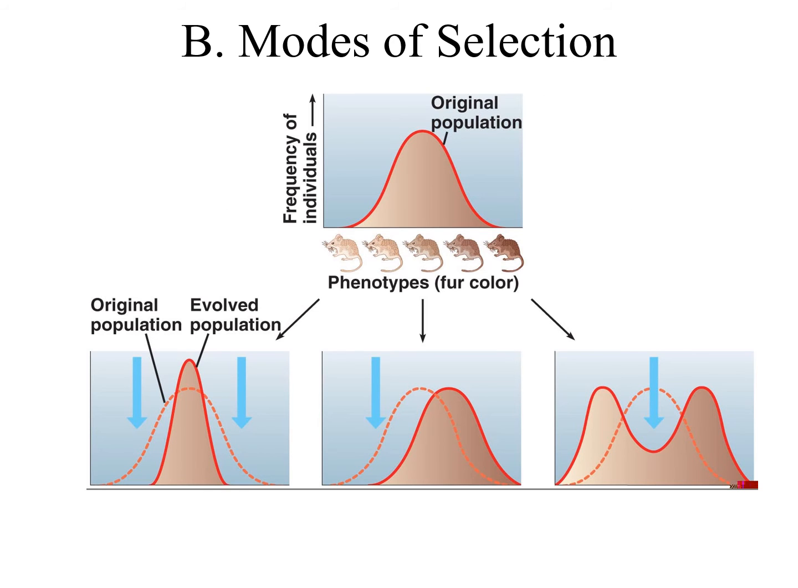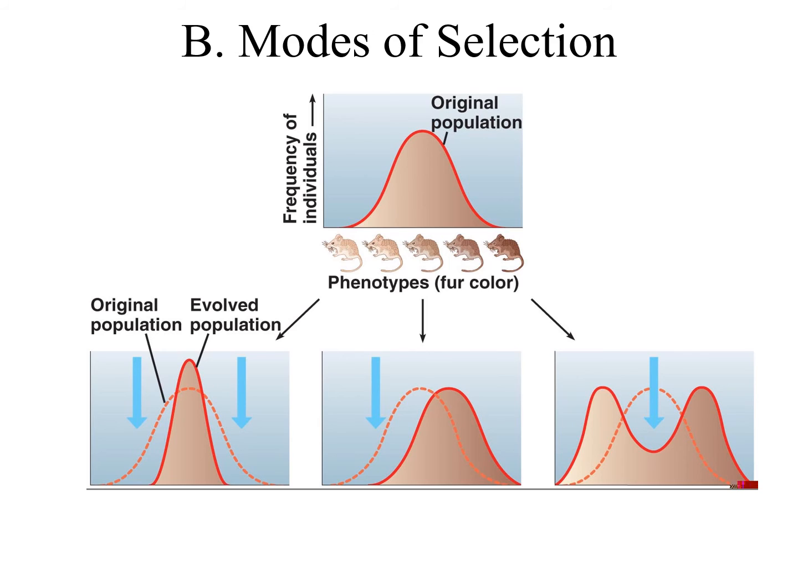Now, natural selection can play out over several modes, 3 of them primarily. So we're going to talk about 3 different modes of selection. And our starting point here is our original population. So we've got a population of mice. And the trait that we're looking at on the x-axis is the color of the fur. And the population varies from light to dark, with most being medium, right? So the y-axis is the number of individuals in the population.